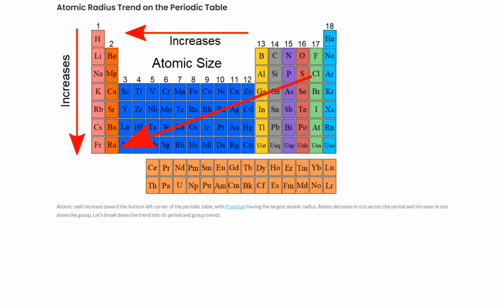Okay. And then remember that atomic radius from right to left is increasing, and from top to bottom is increasing.